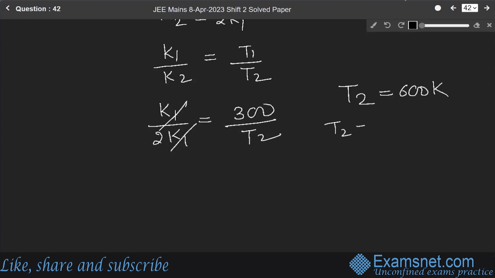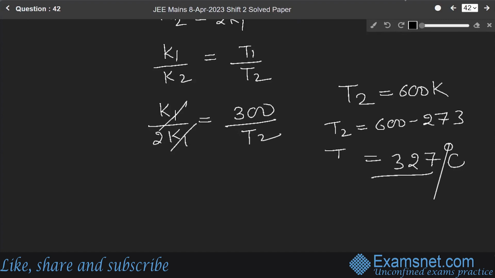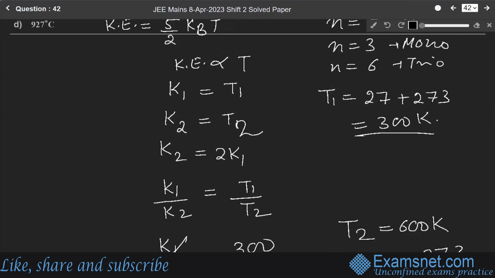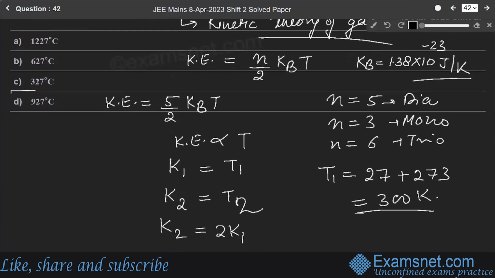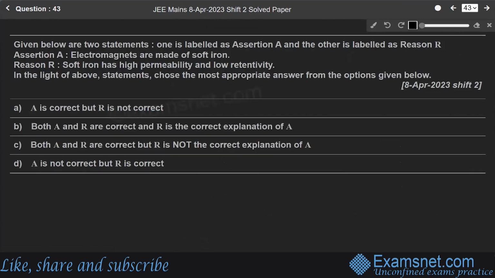600 Kelvin means 600 minus 273, which becomes 327 degrees Celsius. So T2 is 327 degrees Celsius. So the correct answer is option C, 327 degrees Celsius. Now, our next question, question number 43.